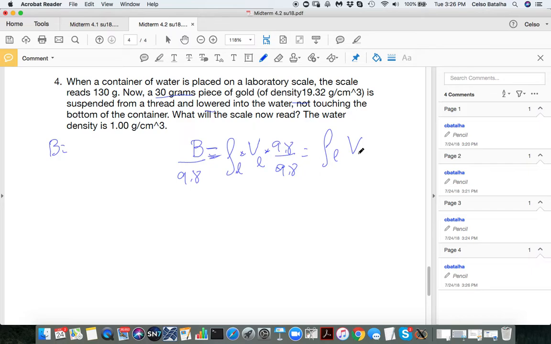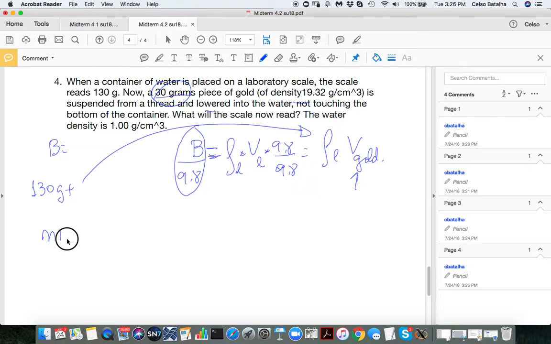But the volume of liquid displaced is equal to the volume of gold, right? The gold is the one that happened to be immersed. So if you want to know what the scale is reading now, the scale is going to be reading the 130 grams plus this quantity here, right? That's the addition that goes on the reading. So to figure this out, we need to know the volume of gold. How do we figure that? Well, we have the mass of gold. Mass of gold is given, is 30 grams.